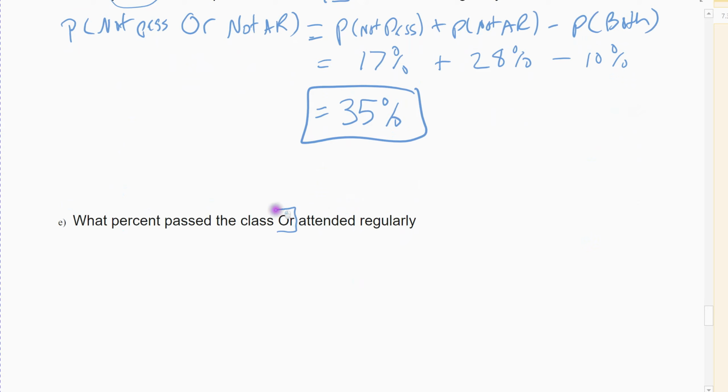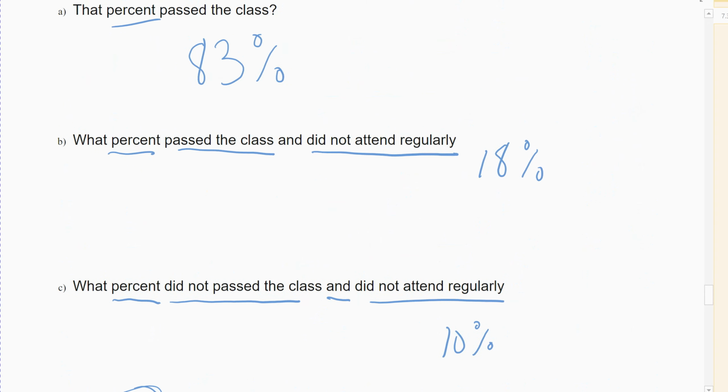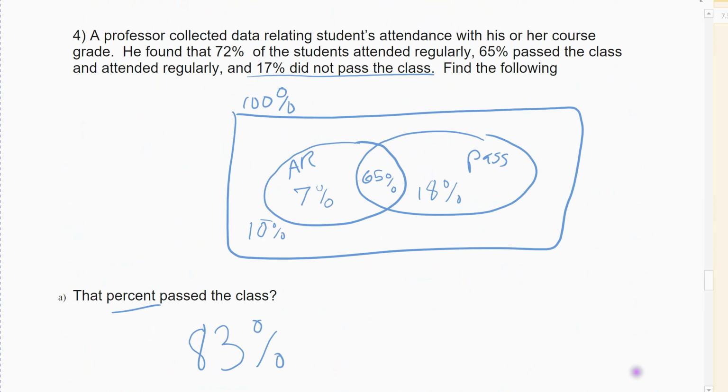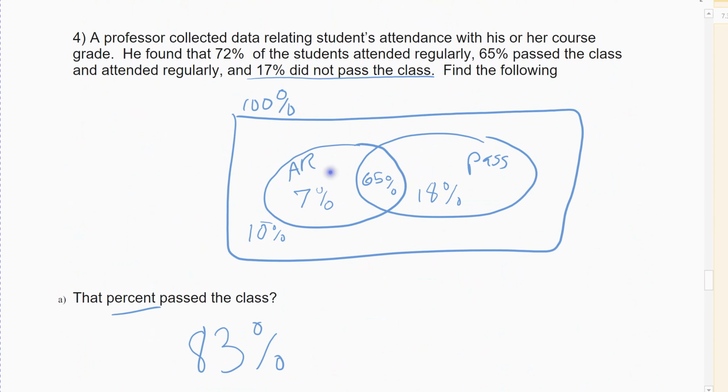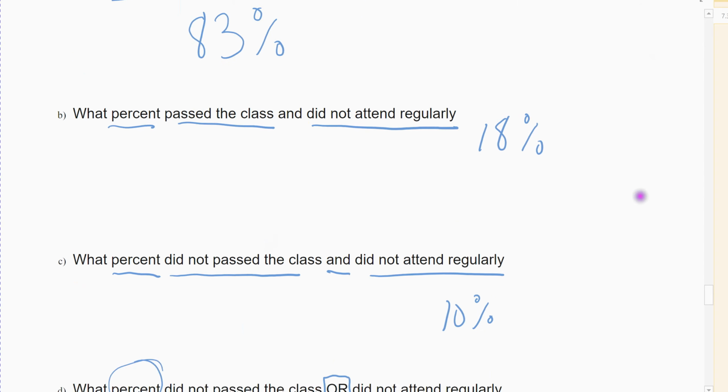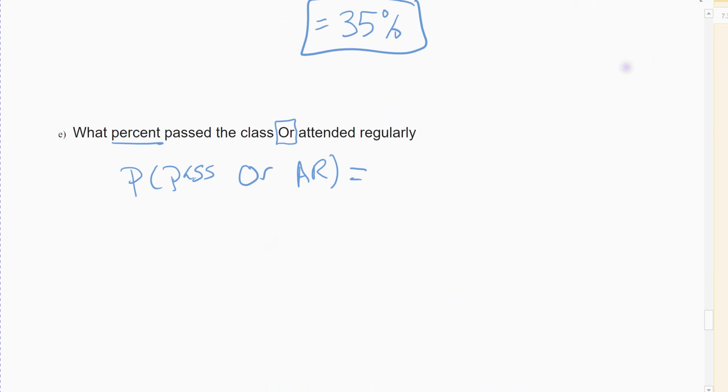Alright, the last one is another or. So what percent passed or attended regularly? Well, this one would be easier to do with the Venn diagram. That would be everybody who lands in my two circles. They attended regularly or they passed the class, so it's everybody here. Which if I add that up, or use the complement, I don't want these 10%, that would be 90% of the class either passed or attended regularly.